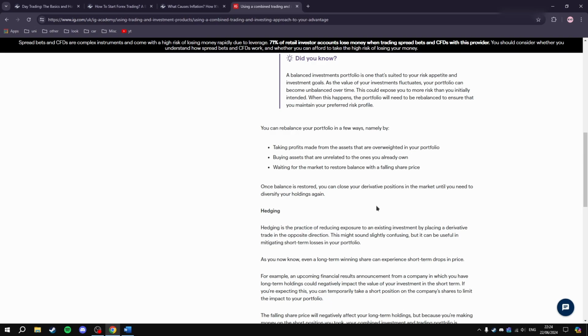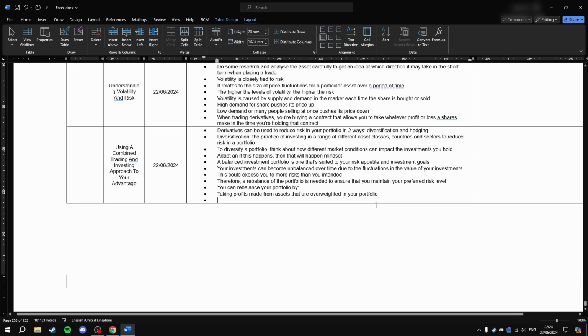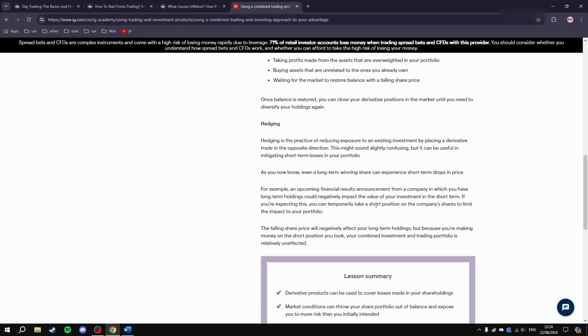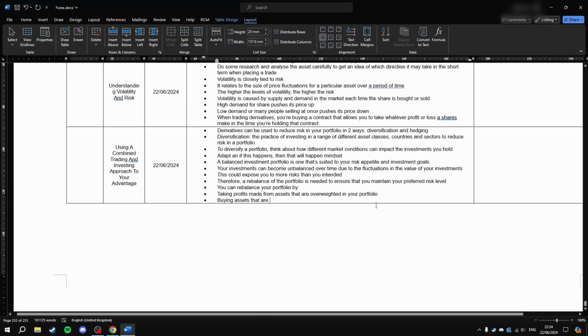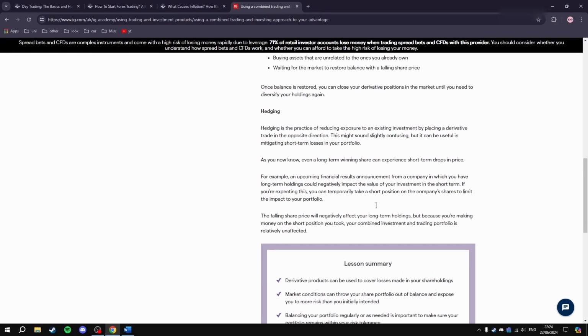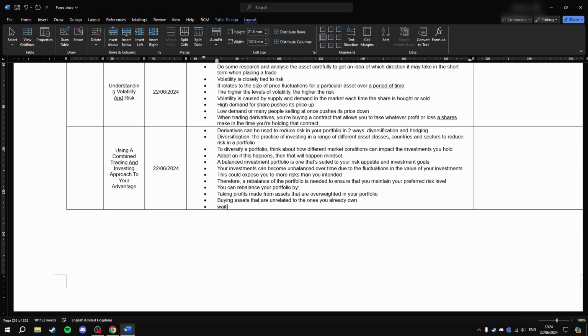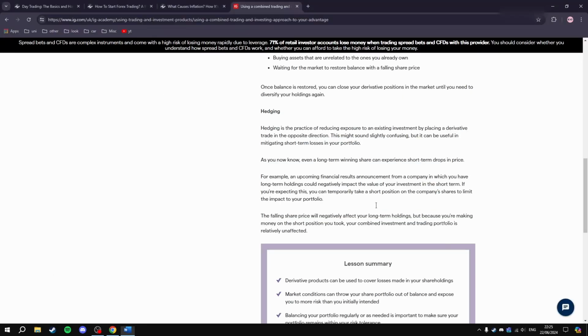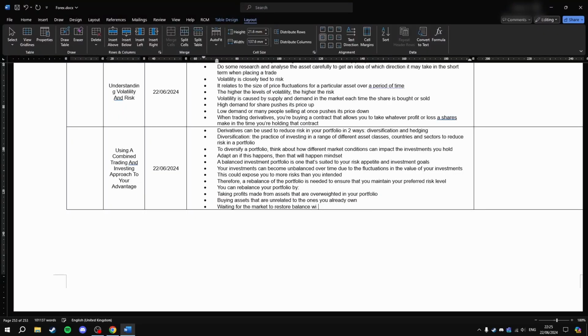Yeah, I don't know. Okay, that overweight in your portfolio. Buying assets that are unrelated to the ones you already own. Waiting for the market to restore balance with a falling share price.